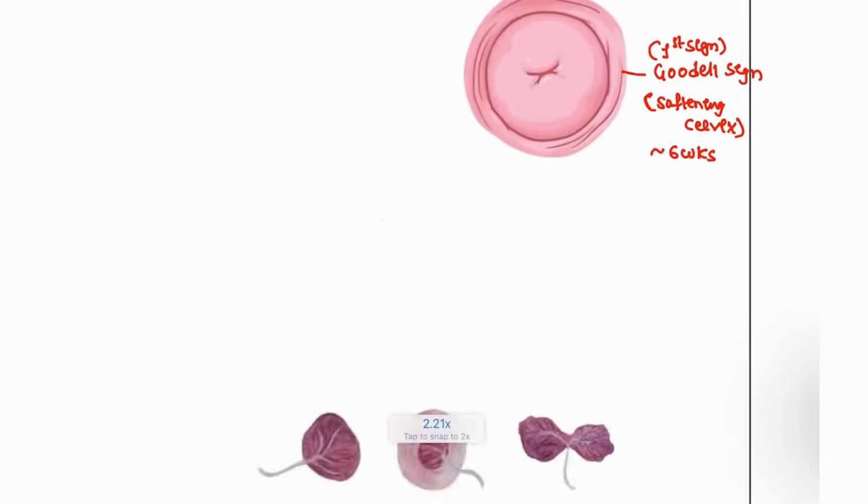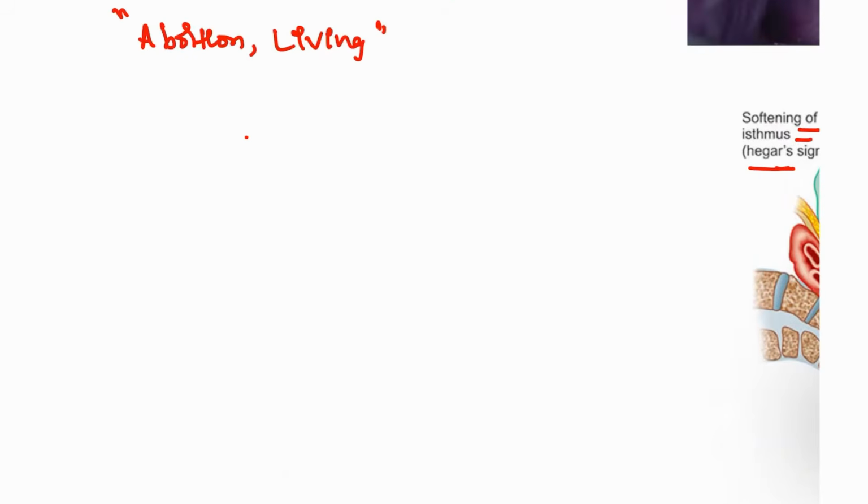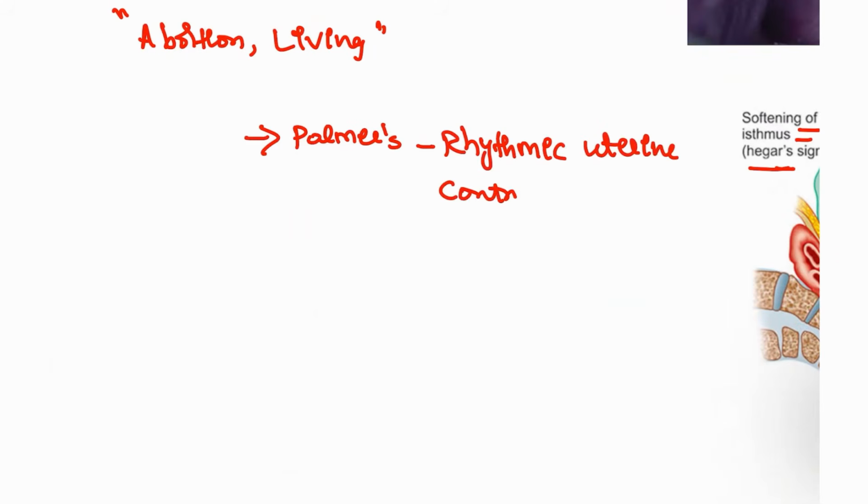Next, if you want to remember other important signs, another one is Palmer sign. Palmer sign is the rhythmic uterine contractions. This is seen around 8 weeks. And next one is Osiander sign.